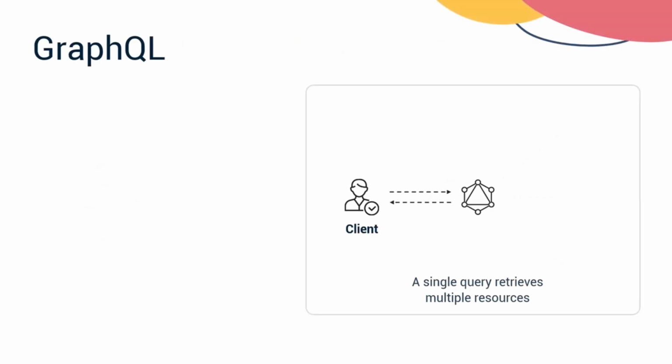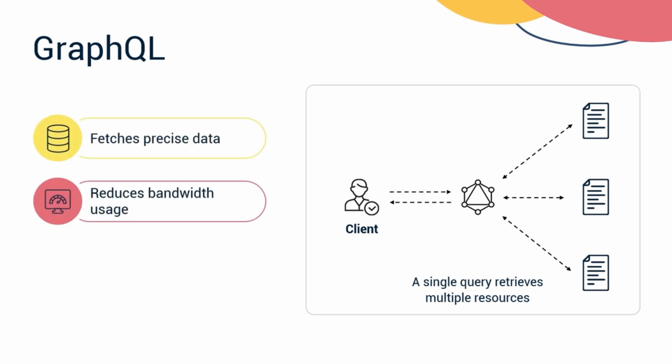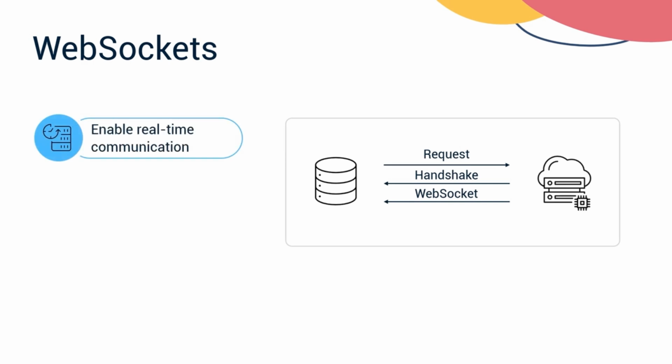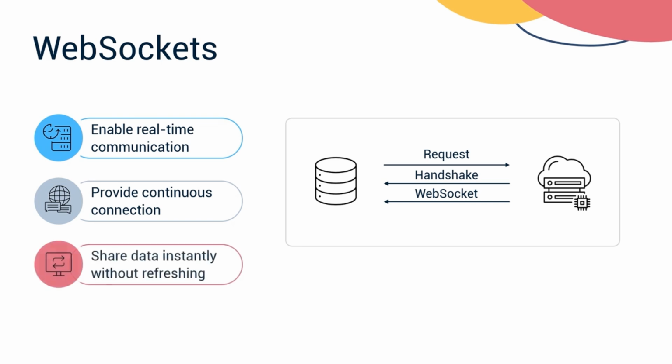GraphQL offers a more efficient way to communicate with databases by allowing clients to request only the data they need, which can reduce bandwidth and improve performance. With GraphQL, developers define a schema that describes the available data types and how clients can access them. For apps that need real-time communication, such as chat apps or live sports updates, WebSockets provide a continuous connection between the user's device and the server. This enables instant data sharing without the need to refresh or send repeated requests.